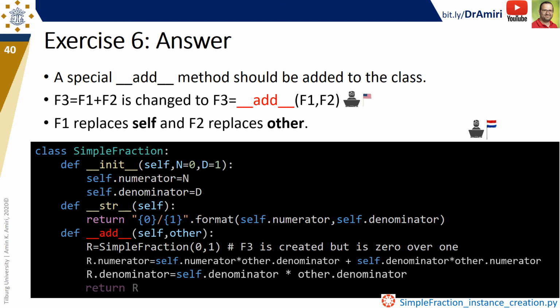After setting the attributes of this new instance of the class SimpleFraction called R, you have to return R. So as you can see here, for __add__ we always start with creating an instance of a class, then setting the attributes, and then returning that instance.